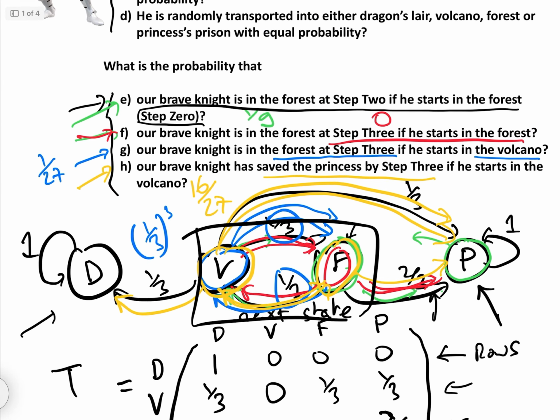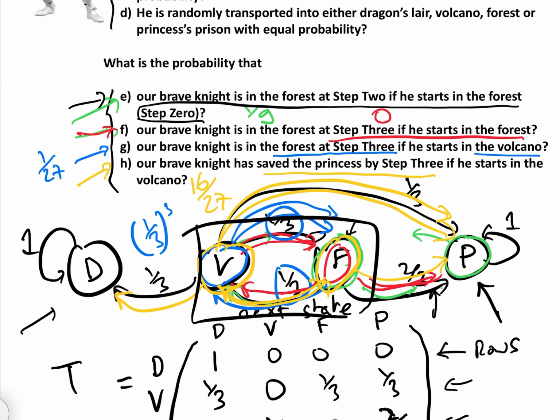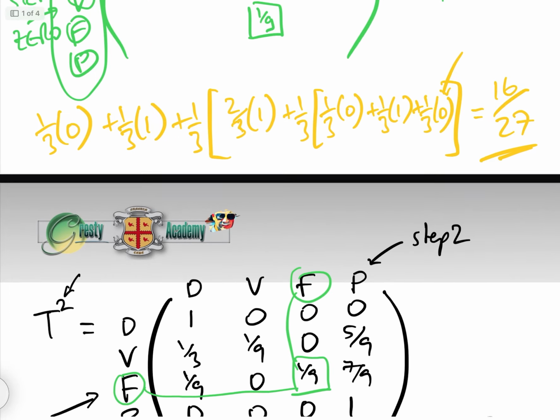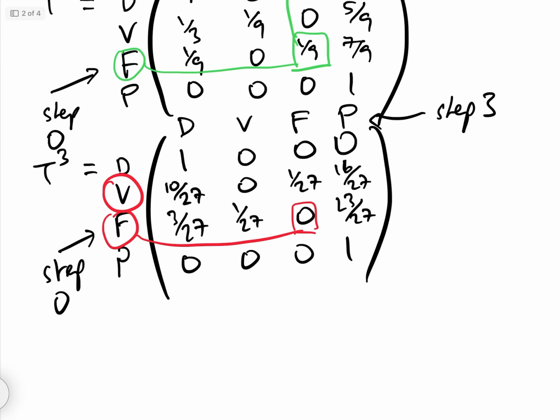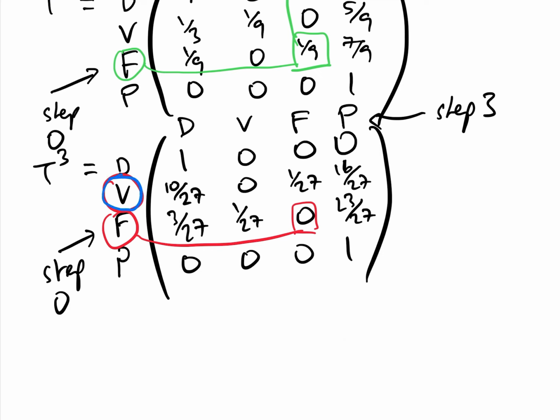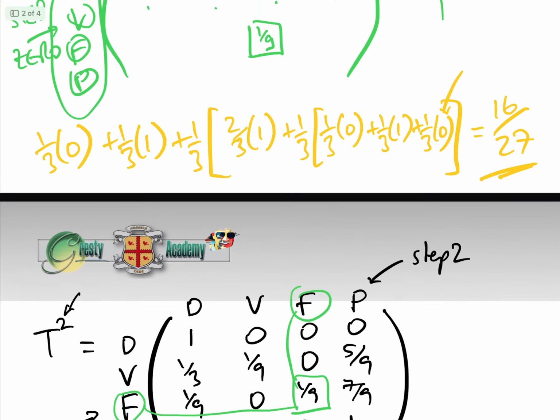What's question G? G was our brave knight is in the forest at step 3 if he starts in the volcano, and that one I did in blue, and our answer to that was 1/27th. Let's have a look. If he starts in the volcano, what is the probability that he ends up in the forest? Well, it's this one here, 1/27th. Hey presto, that's correct.